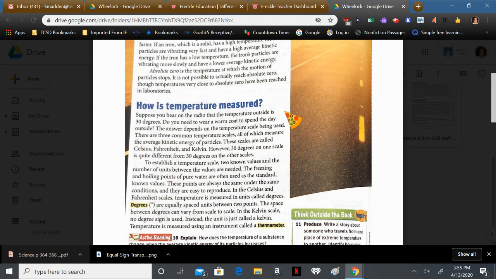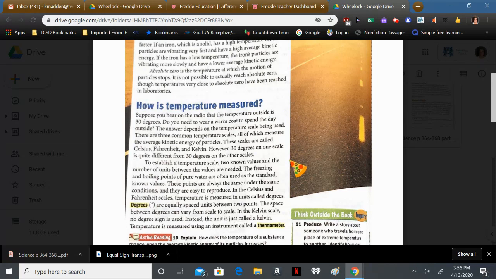Suppose you hear on the radio that the temperature outside is 30 degrees. Do you need to wear a warm coat to spend the day outside? The answer depends on the temperature scale being used. There are 3 common temperature scales, all of which measure the average kinetic energy of particles. These scales are called Celsius, Fahrenheit, and Kelvin. However, 30 degrees on one scale is quite different from 30 degrees on the other scales.